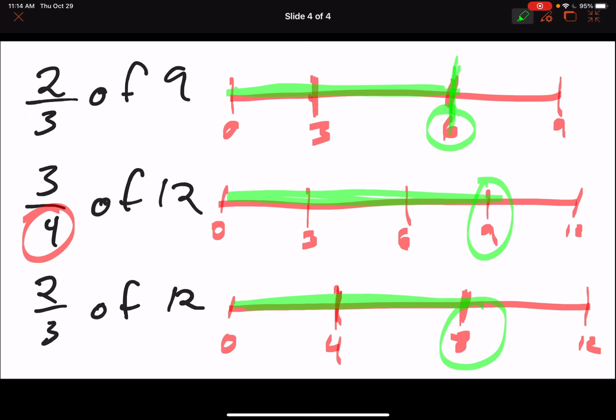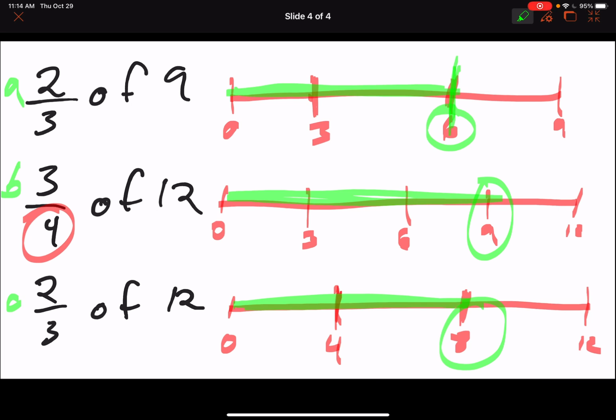So how can you use these answers to decide which one is bigger between 2/3 and 3/4? Which ones would you compare? This is A, this is B, and this is C. So I want to know which one's bigger, 3/4 or 2/3.